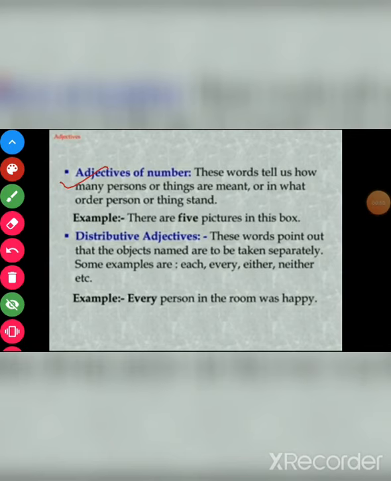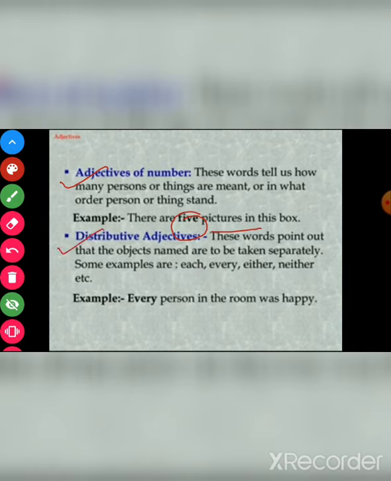Adjectives of number. These words tell us how many persons or things are meant or in what order a person or thing stands. So they answer the question how many or in what order. They are used with countable nouns. Keep this important thing in your mind: adjectives of number are used with countable nouns and adjectives of quantity with uncountable nouns. The example, there are 5 pictures in this box. Here 5 is showing the number of pictures, so it is an example of adjectives of number.